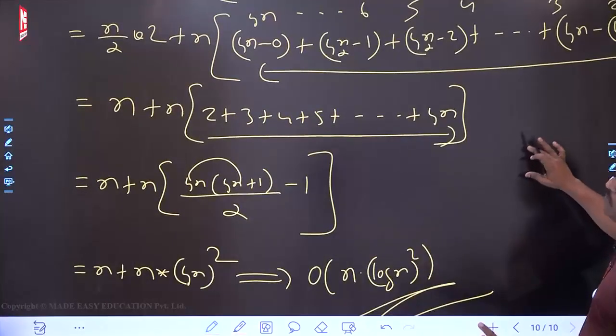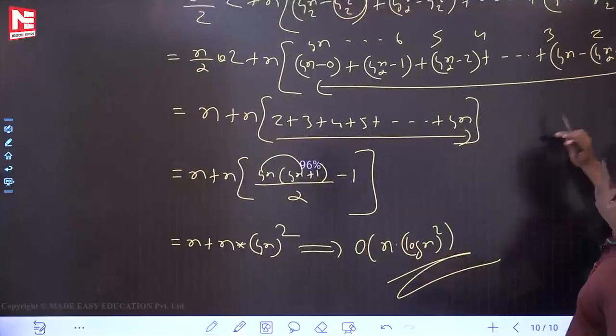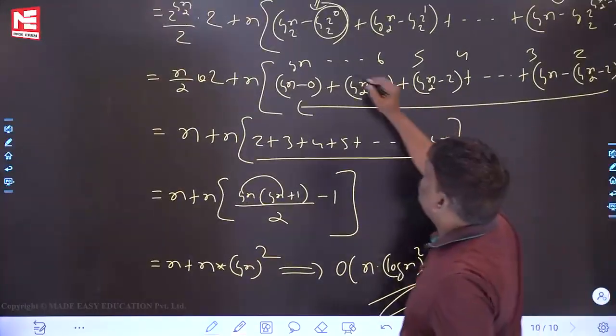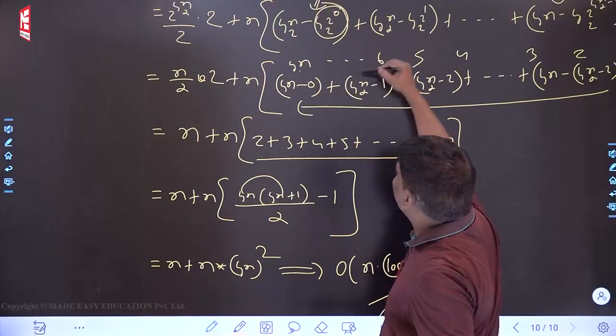In every problem, some new series may come, right? And one more thing, this series I wrote in reverse order. If you write in reverse order, you can say it is the log n, it is the log n minus 1, it is the log n minus 2.